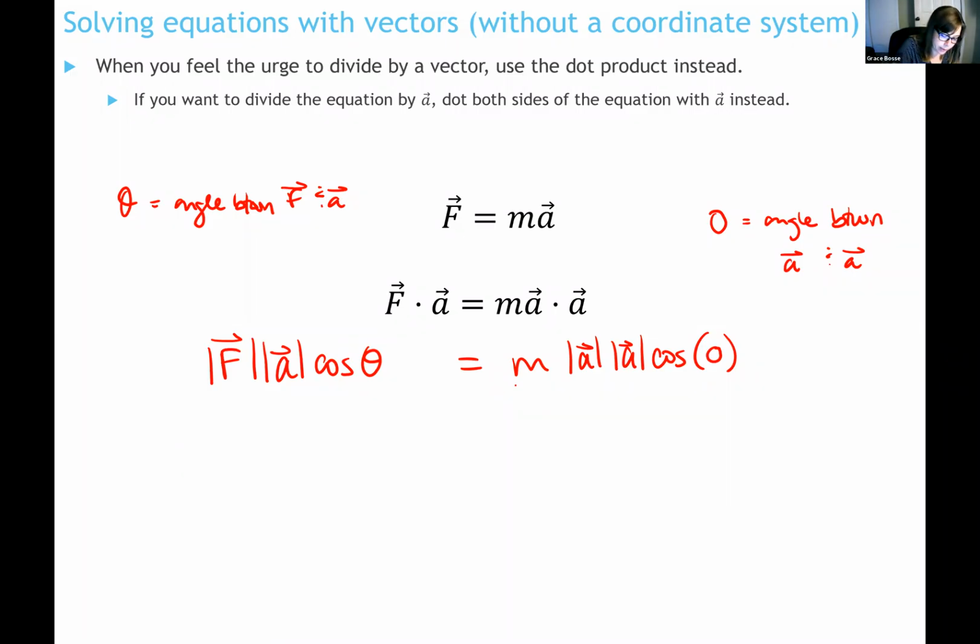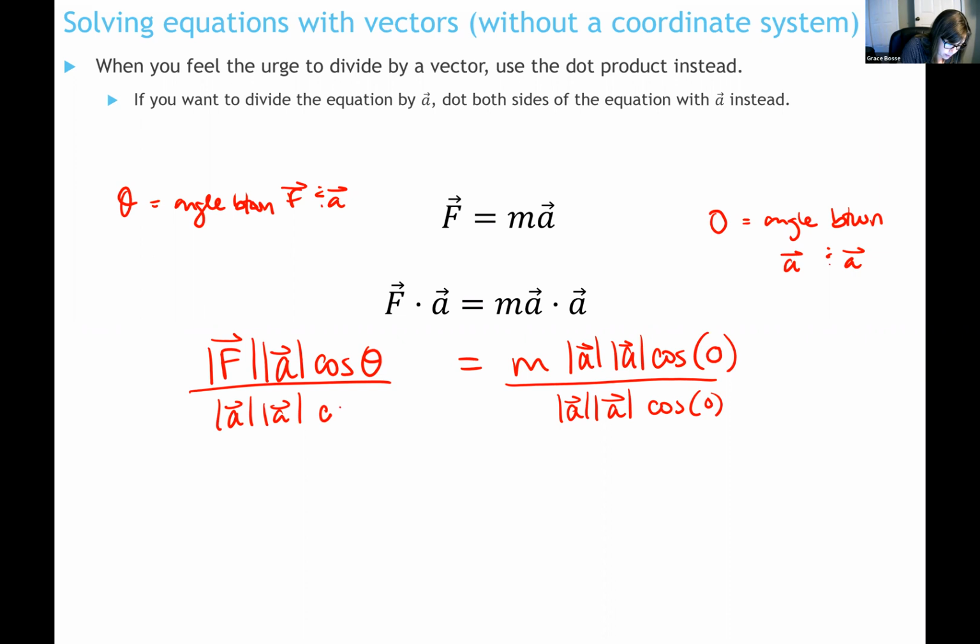All right, so I'm going to divide both sides of this equation by the norm of A times the norm of A times the cosine of 0. So that cancels all that stuff out on the right-hand side of my equation. And now I'm just going to simplify stuff. I see that the norm of A is in the numerator and in the denominator. So one of these is going to cancel with one of those.